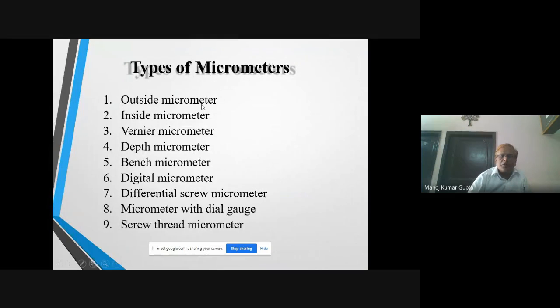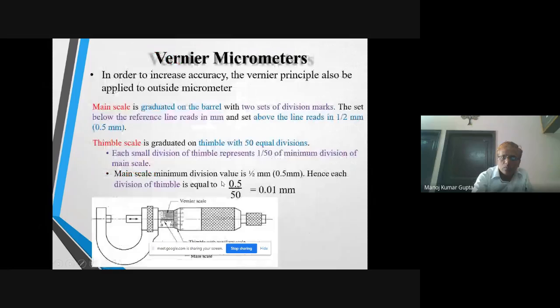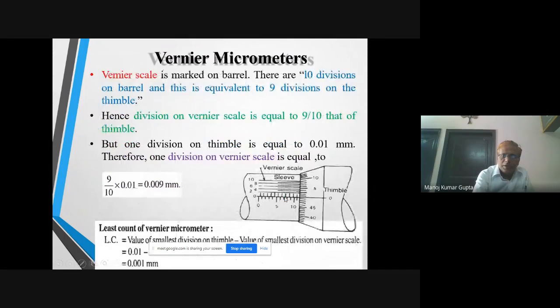And these are the various types of micrometers: outside micrometer, inside micrometer, depth micrometer, bench micrometer, digital micrometer, etc. This is the inside micrometer. This is the depth micrometer. There is a depth gauge too. Vernier micrometers are also there. Similarly, we can calculate the least count of this, 0.01 millimeter.